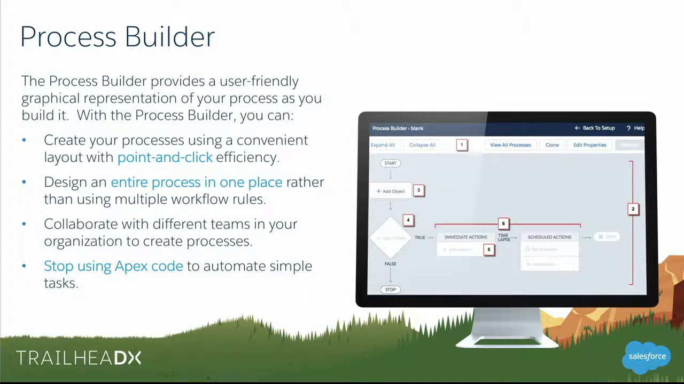It's all point and click. There's a panel we can't see that'll be on the left side that lets you drag these items over and assign tasks to them. You can design the entire process in a single place, and you can collaborate with different teams in your organization to create this process. So you can go across teams, and it lets you automate things that normally you used to write Apex code for, but now you can do these with Process Builder.